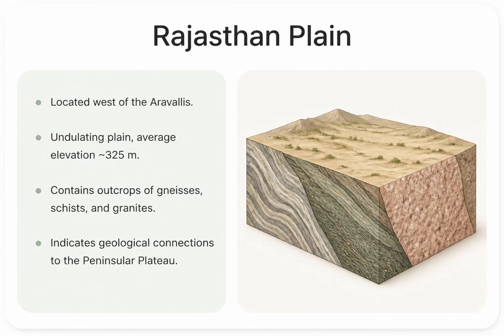Moving east into India, we find the Rajasthan plain, situated to the west of the Aravalli mountain range. It is an undulating or wavy plain with an average elevation of about 325 meters. Now, while it looks like a plain built entirely by river deposits, it actually contains rocky outcrops of ancient gneisses, schists, and granites. This is a crucial clue for geologists, proving that the underlying rock of the Rajasthan plain is actually an extension of the ancient peninsular plateau.